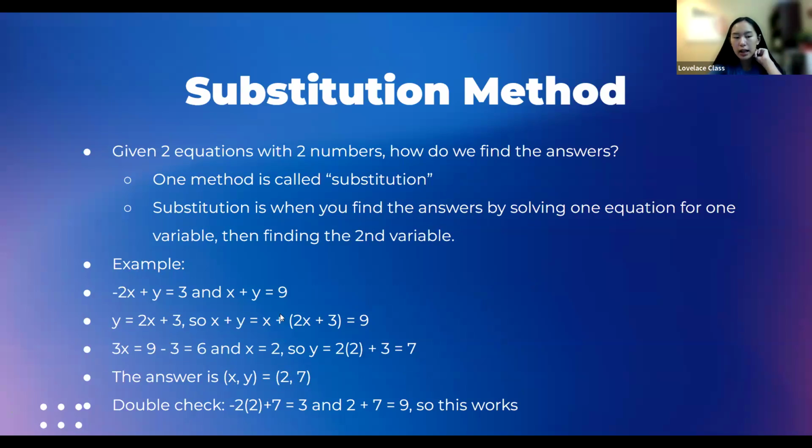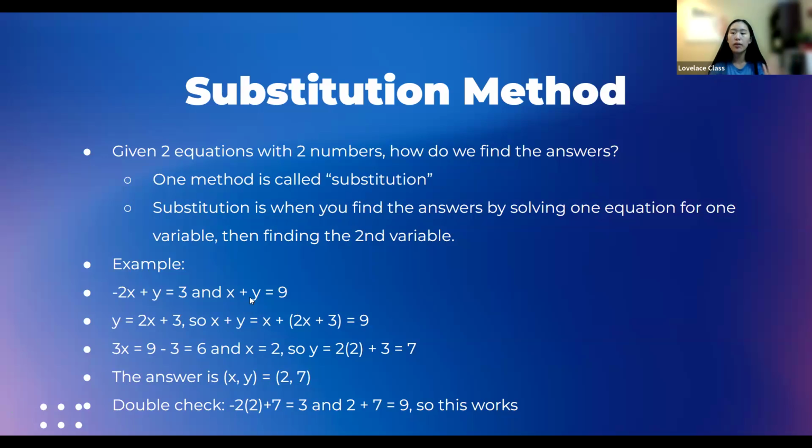And you can double check this, right? We can plug it into both equations to see if this works. For the first equation, -2 times 2 plus 7 does indeed equal 3, because that's just 7 minus 4 equals 3. And for the second equation, x plus y is 2 plus 7, which equals 9. So this works.